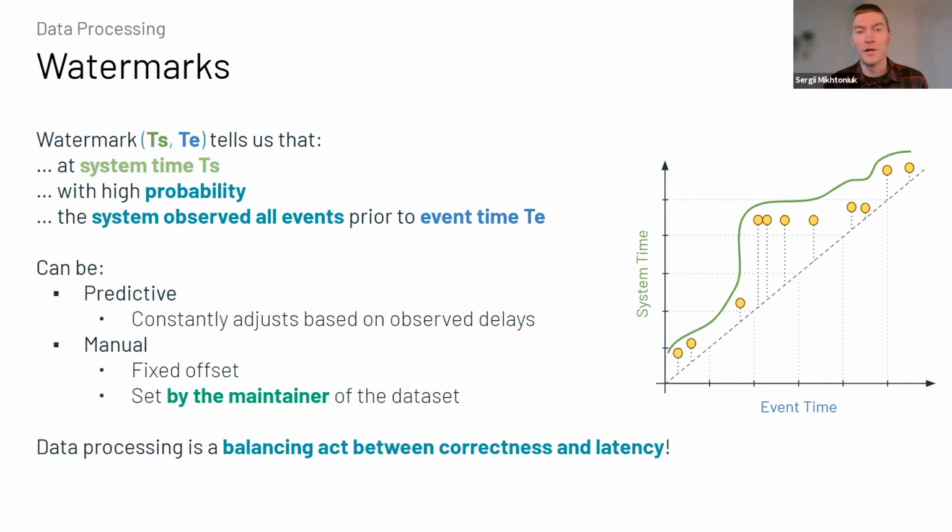But the watermark can also be manual. We can have a fixed offset, but what's more interesting, the watermark might be set by the maintainer of the data set themselves. A person who enters data in a hospital might indicate, hey, I just finished entering all data, it's Friday afternoon, but I finished entering all data for Thursday. Please go on with your processing. I think the watermark is a very beautiful and powerful concept because it shows you the underlying nature of what data processing actually is. And data processing really is just a balancing act between correctness and latency.